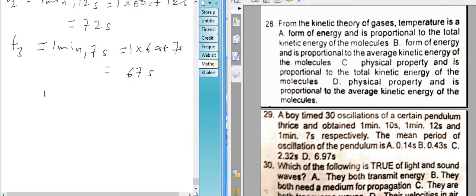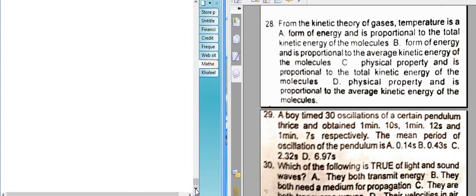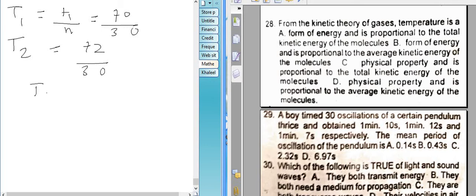Note that the number of oscillations is 30. We know that the period is always equal to the time over the number of oscillations. Hence, we can find the period for each of the times. So the period for time 1 is T1 over N, which is 70 over 30. Similarly, T2 is 72 over 30, and T3 is 67 over 30.